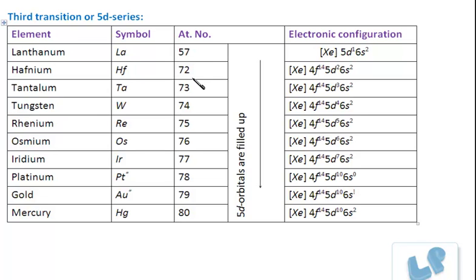And after that is hafnium. The configuration is 5d2 6s2 to 5d10 6s2. Say after lanthanum there are 14 elements, so the 4f orbital is filled now, and then the electron enters the 5d orbital.